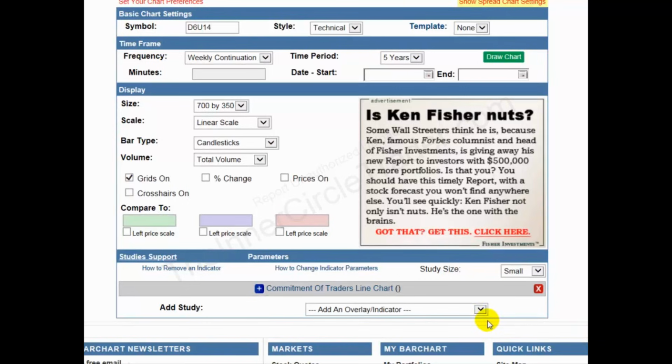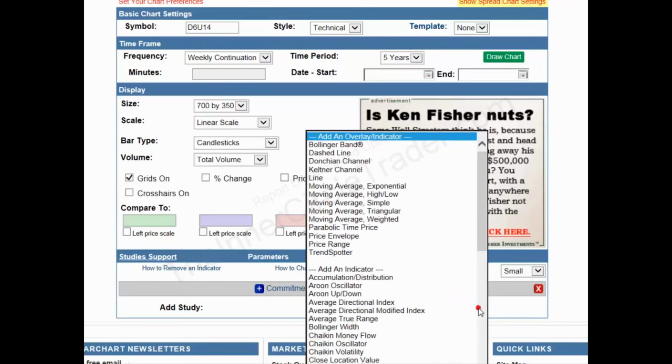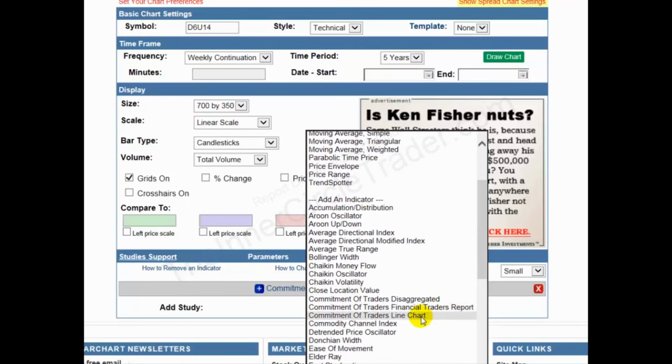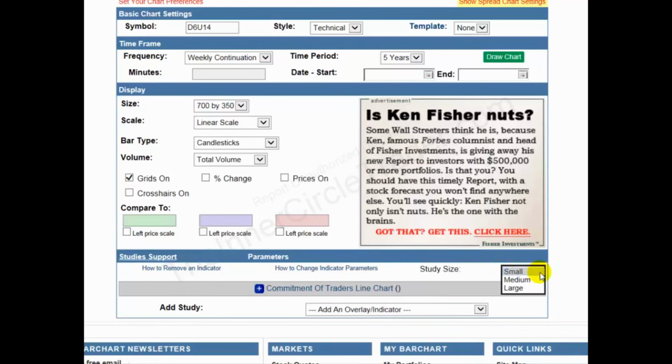You go down to the bottom of the page once you load a chart up, click indicator, and you're going to add this one right here, the commitment of traders line chart. Okay, that's what you want. You can make it small, medium, large. It's small right now. I don't need it any larger than it is. And I got 5 years on it.